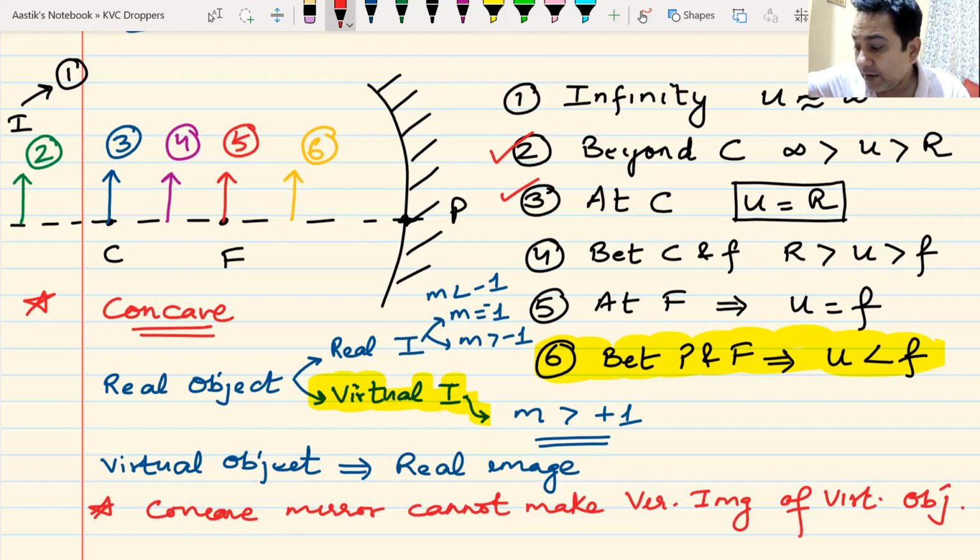What can and what cannot a concave mirror do? A concave mirror, for a real object, can make a real image as well as a virtual image. For a virtual object, it can only make a real image. It cannot make a virtual image of a virtual object. Can I have raised hands from everyone? I'll give you a minute to note this down.